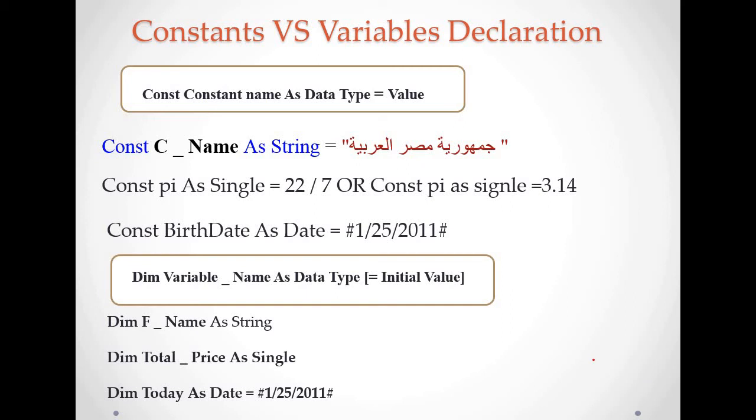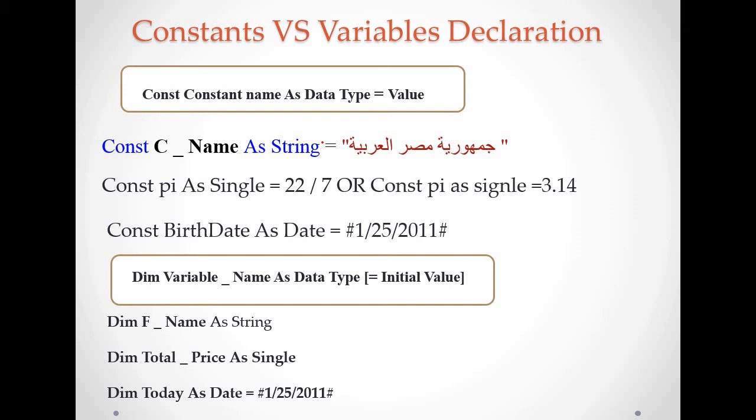Here are examples of the constant and the variables declaration. How can we write them inside the coding? For example, the constant here, as we said, is a fixed value. So the Const word is for declaration, then the constant name. This is the constant name. And after the word As, here we have the data type. The data type here is String, because we said String is one of the data types that refers to a text.